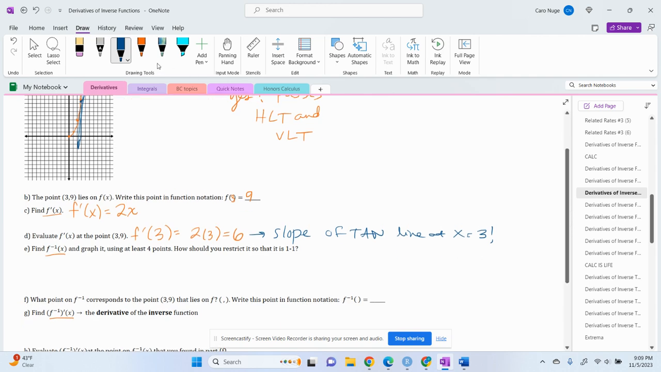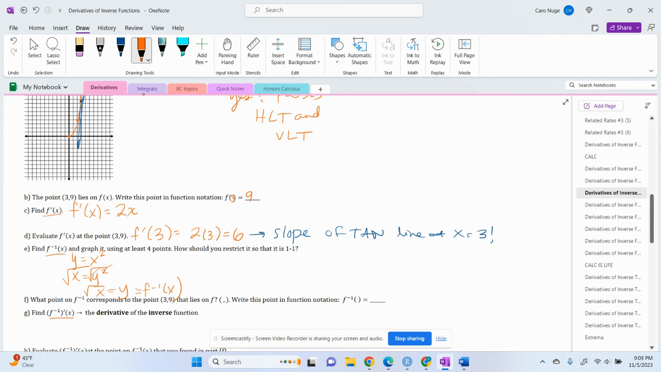Okay, now we're going to go ahead and find the inverse. So find the inverse of f. F, which I'm going to put y. Y was x squared. If I want to find the inverse function, what I can do is swap x and y. So now I have x equals y squared. And then just solve for y. So y equals the square root of x. And that's the inverse function. So I can call it f to the negative 1 of x.